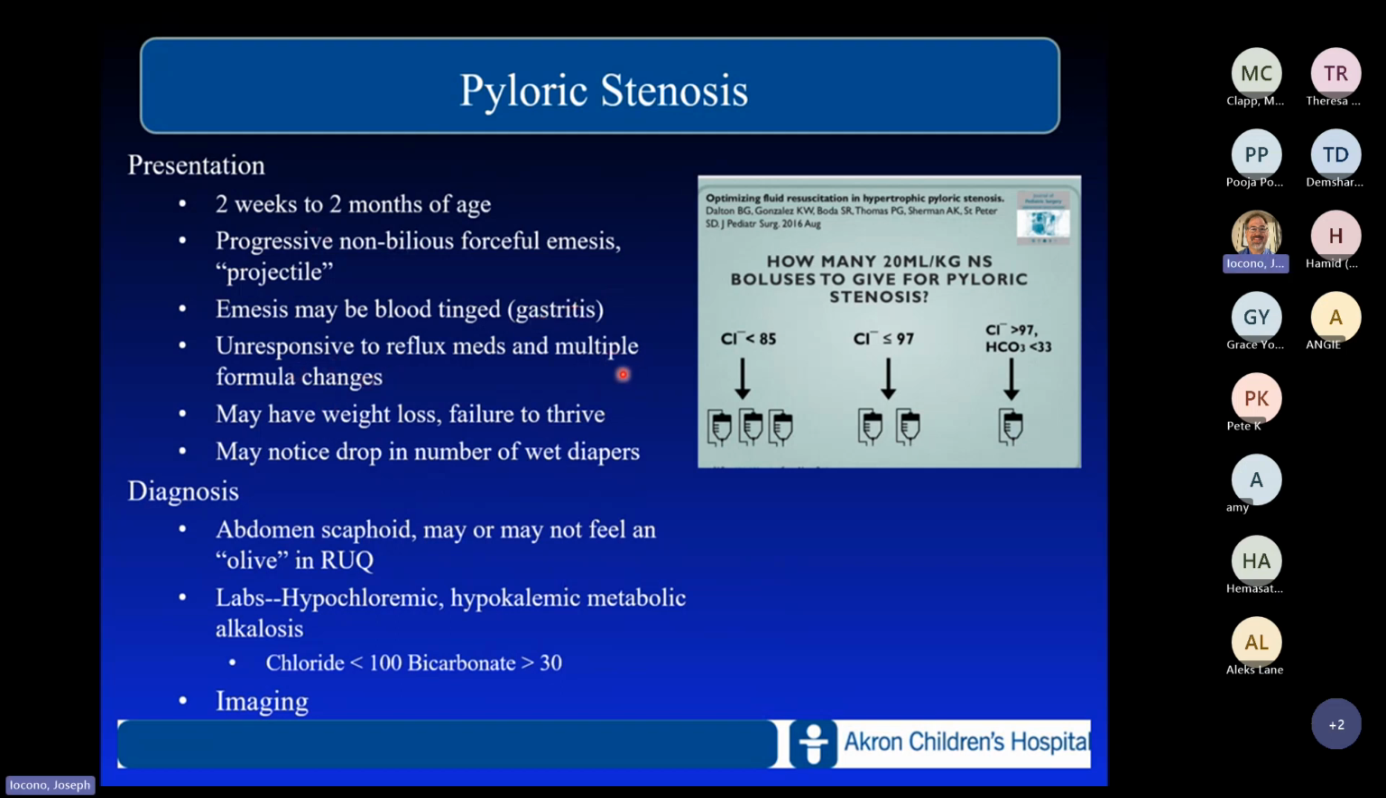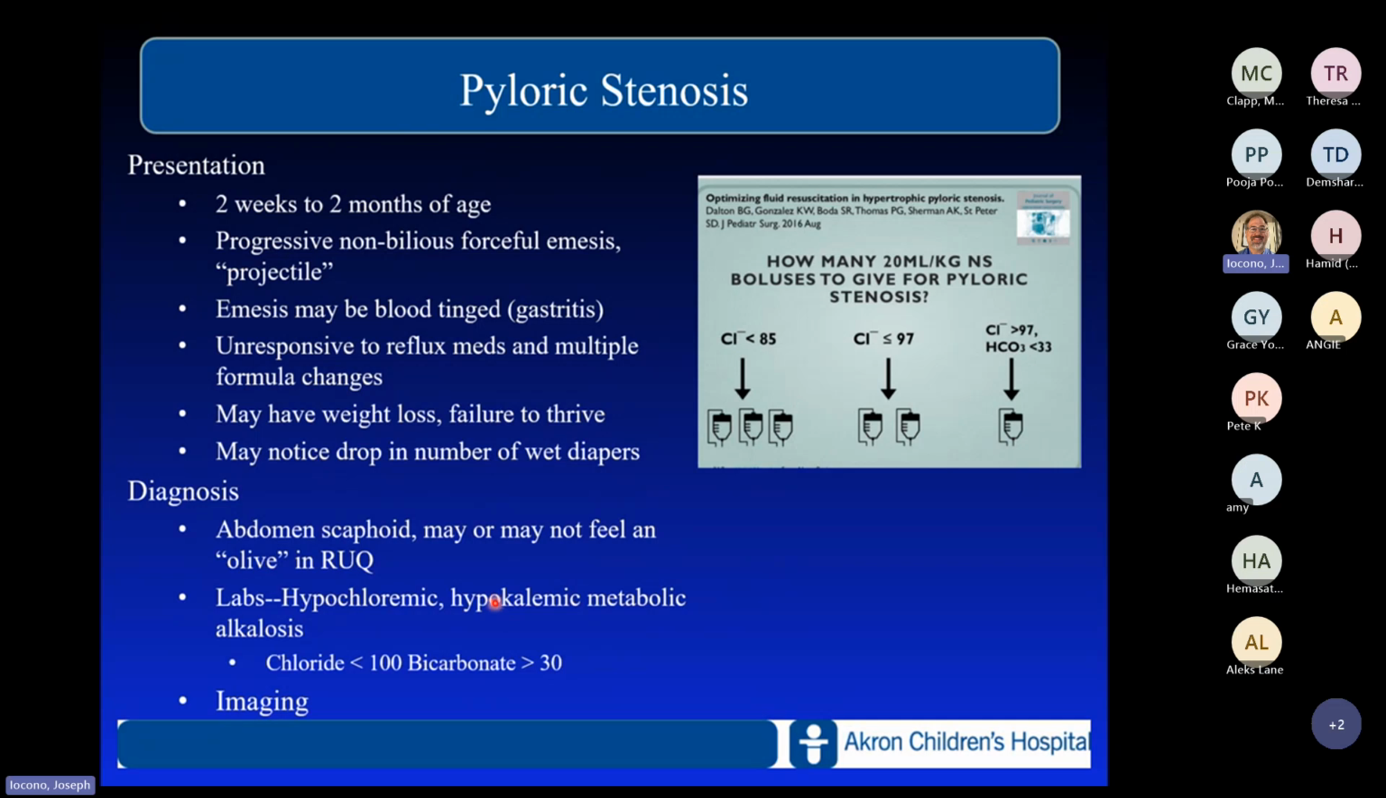A lot of times these kids are being treated for reflux or formula intolerance, but really this is slowly developing. Depending on how dehydrated you are and how much alkalosis you have, it determines how many boluses you're going to need. So if your chloride is less than 85, we give 3 20-per-kilo fluid boluses before we recheck their lytes. This is a cool paper where somebody looked at how many boluses kids need before the electrolytes were fixed. And so now we just do it empirically before we check them again, so we save them from pokes.